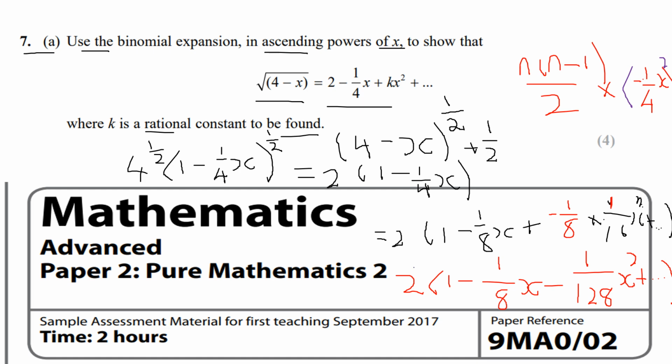So expand the bracket. 2 times 1 is going to be 2. 2 times minus 1/8 makes minus 2/8, which simplifies to minus a quarter x. And then finally, 2 lots of minus 1/128 x squared. Divide top and bottom by 2, we get minus 1/64 x squared. So in this case, k is equal to minus a 64th, and then plus dot dot dot, and that, guys, is my answer for part A, which was worth 4 marks.